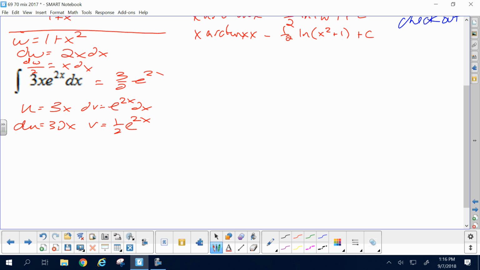uv, 3/2 e to the 2x minus 3/2 e to the 2x dx. This should be 3/2 x e to the 2x, yes? Okay, sorry, 3/2 x e to the 2x minus 3/2 e to the 2x dx. Let's integrate that. What's the antiderivative of that bad boy? Minus, the 3/2 I can pull out front. What's the antiderivative of e to the 2x again? 1/2. So with that 3/2, it becomes 3/4. Right?